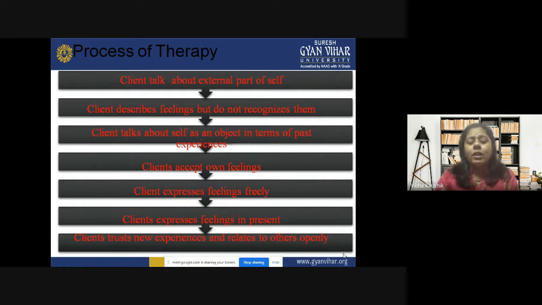Clients accept their own feelings. Now the client will start accepting his or her own feelings. The client expresses feelings fairly. Now a rapport has been established between the client and the therapist. Now the client starts expressing his feelings in a more free manner. The client expresses feelings in the present. Client trusts new experiences. Now he is having new experiences and will start relating to other people in an open manner.